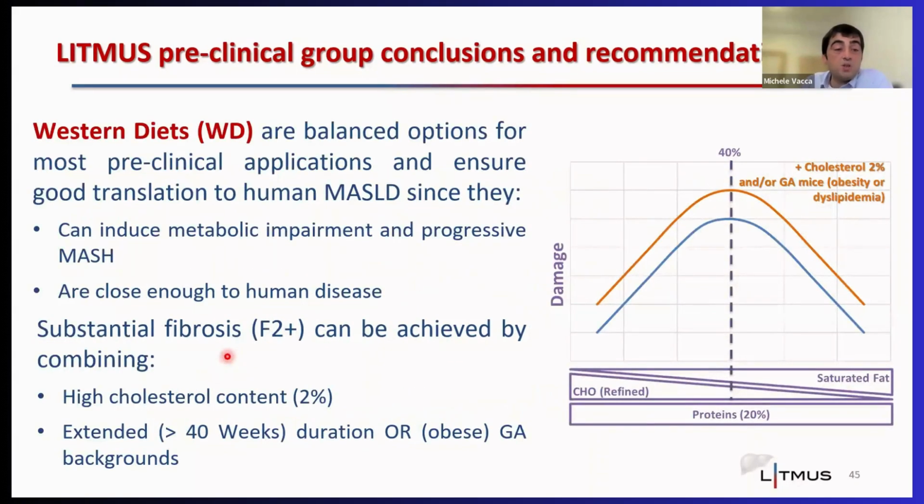The Western diets are the most balanced options for most preclinical applications and ensure good translation to human MASLD, since they can induce metabolic impairment and progressive MASH and are close enough to human disease. Substantial fibrosis F2 can be achieved by combining a good balance between refined carbohydrates, better if you combine both fructose and glucose, and saturated fat, high cholesterol, and extended duration more than 40 weeks, or obese genetically altered backgrounds.